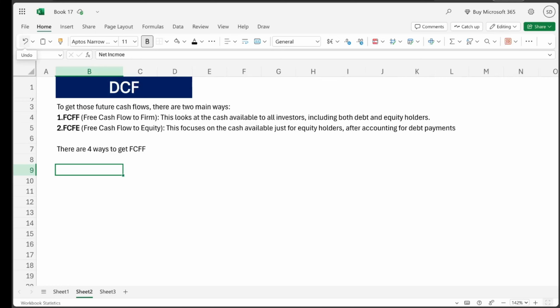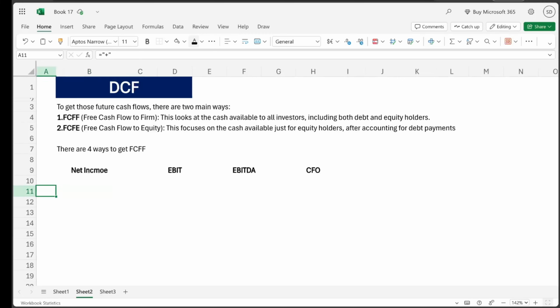You don't need to memorize both formulas for FCFF and FCFE. If you get the cash flows by FCFF, you can easily get to FCFE. We'll look into that later. There are four ways to get your cash flows through FCFF. The first one is net income, the second one is EBIT, the third one is EBITDA, and the fourth one is CFO. Let's start with net income.